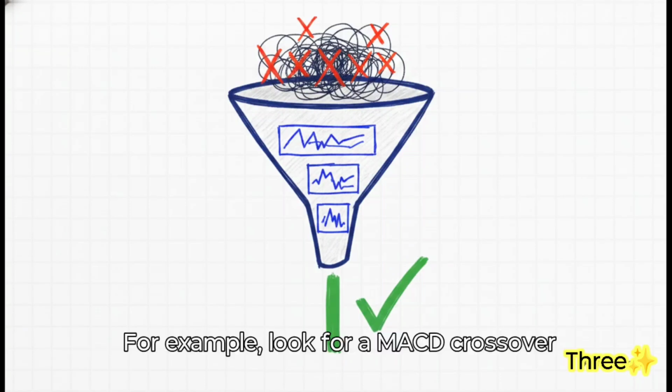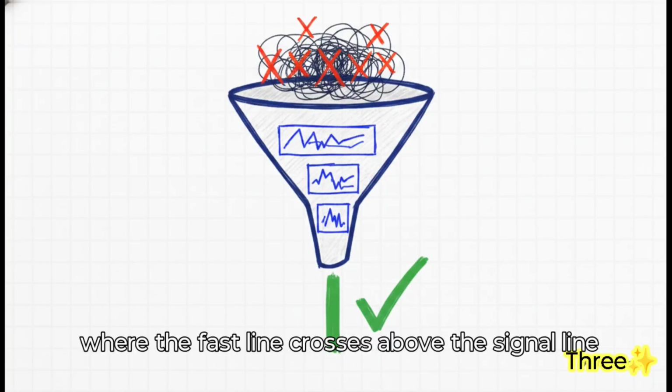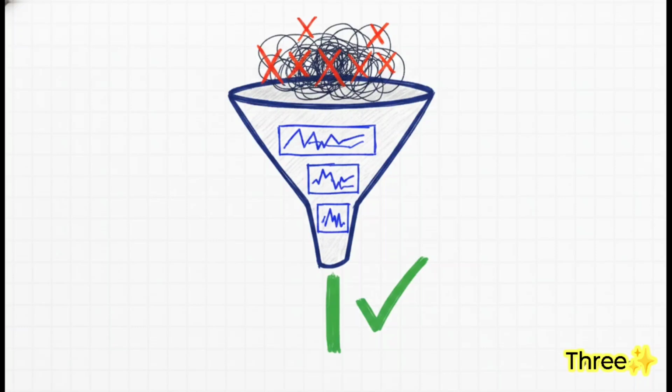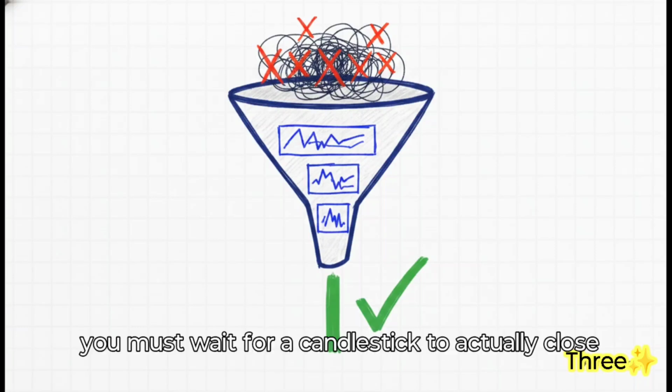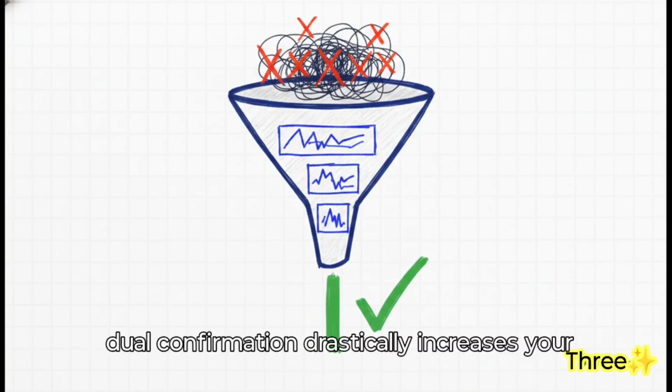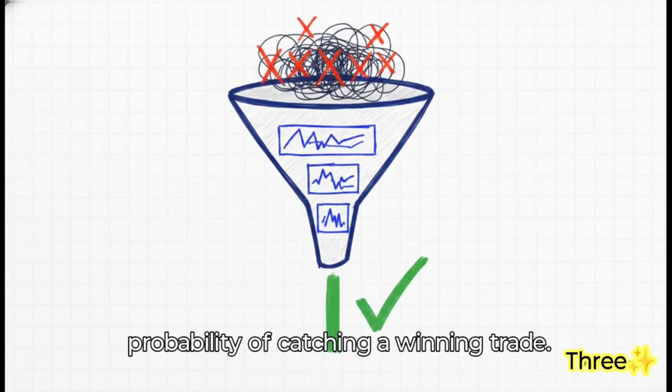For example, look for a MACD crossover, where the fast line crosses above the signal line, just to confirm that bullish momentum is actually stepping in. Or you could verify with a supertrend indicator shifting from red to green. But most importantly, you must wait for a candlestick to actually close to confirm the reversal. Trust me, getting that dual confirmation drastically increases your probability of catching a winning trade.